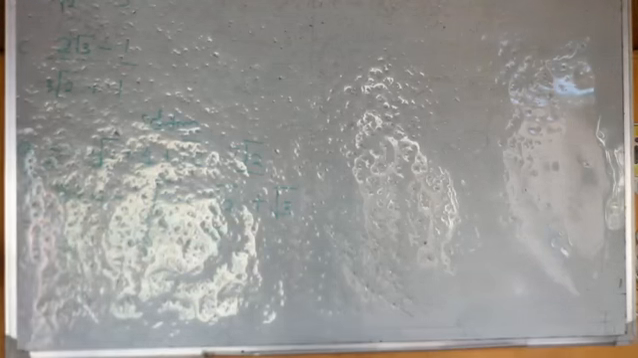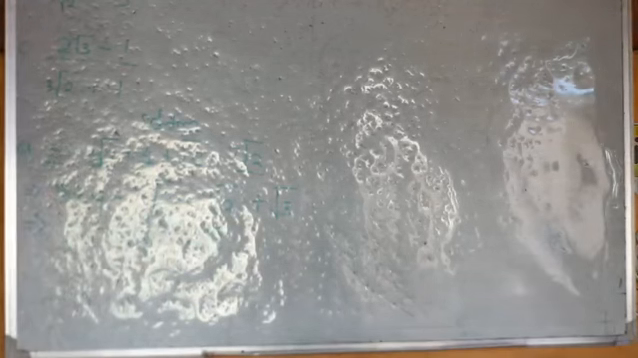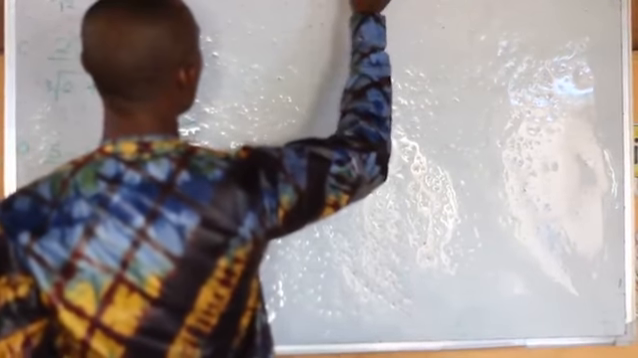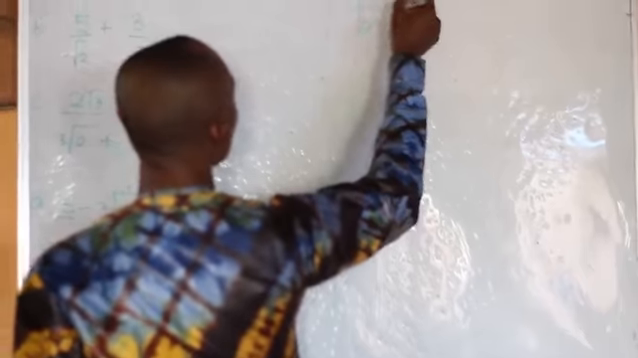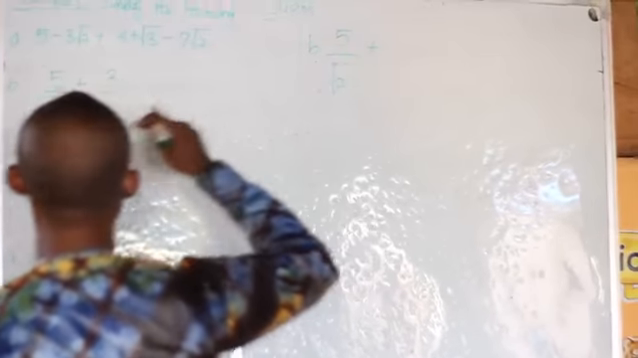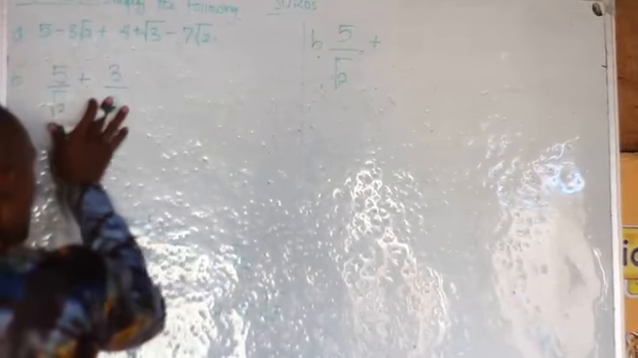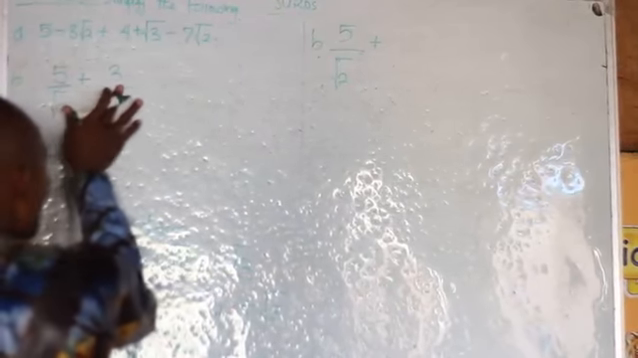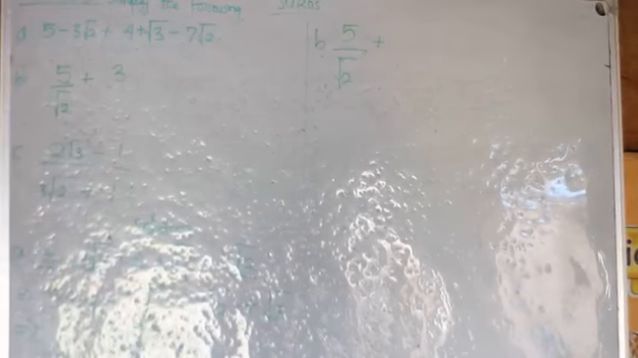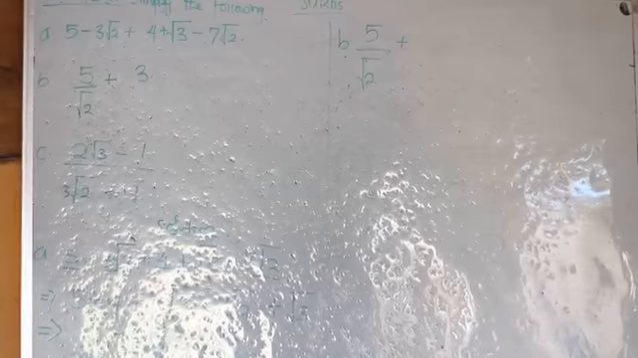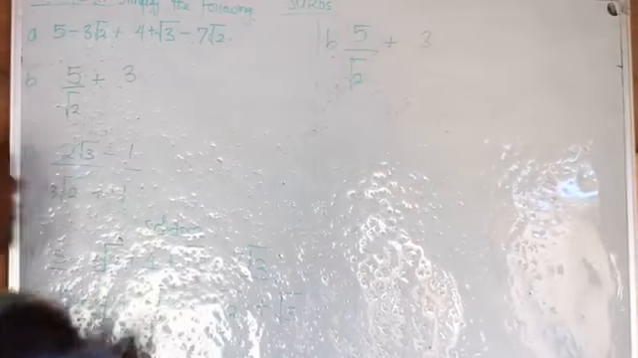Now, can we proceed? Yes, we can. Alright, now let's simplify B. In B we have 5 over root 2 plus, what do you have here? Okay, let me remove this 3 here, like this, because somebody will say 3 divided by 3 is 1. Okay, let's just put only plus 3.